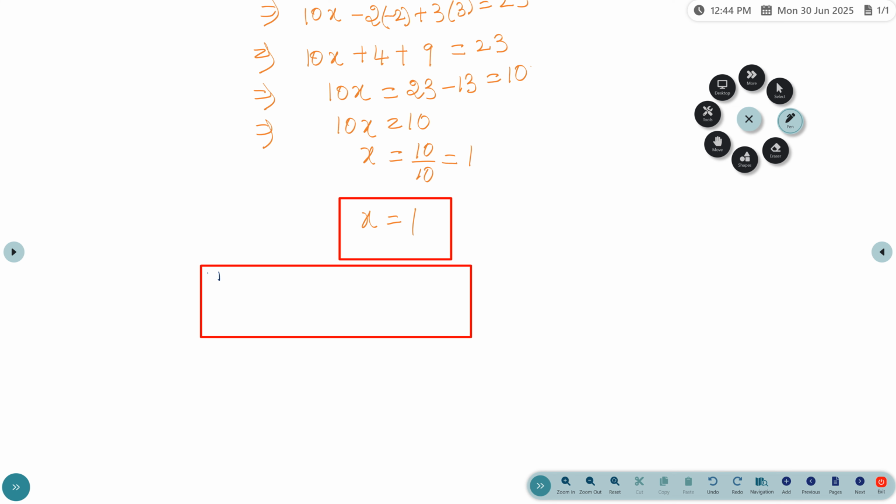So the solution is x equal to 1, y equal to minus 2, and z equal to 3. So this is your final answer.